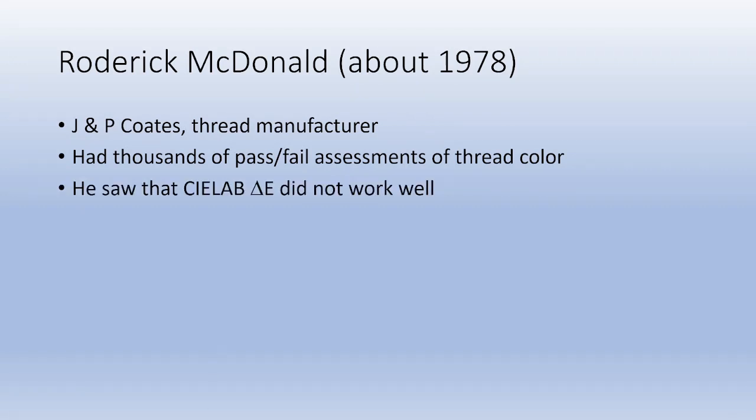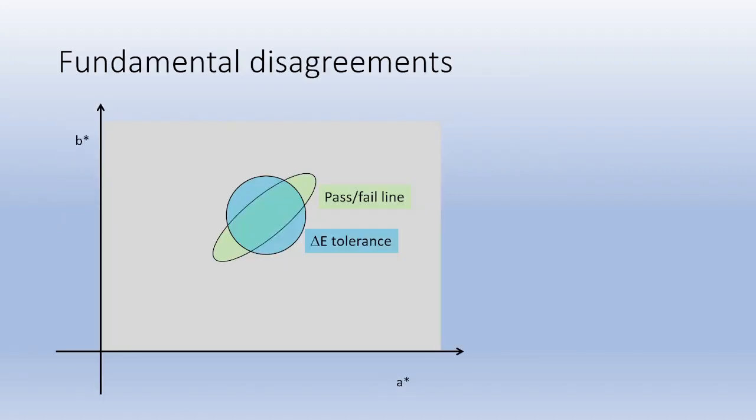And he saw that CIELAB delta E did not correlate that well with when people said pass or fail. But he did see a pattern to the disagreement. It wasn't just that the numbers were all over the place. He saw that basically what I showed, that yellow in the b* direction had a very wide tolerance range, and toward gray it was much smaller.